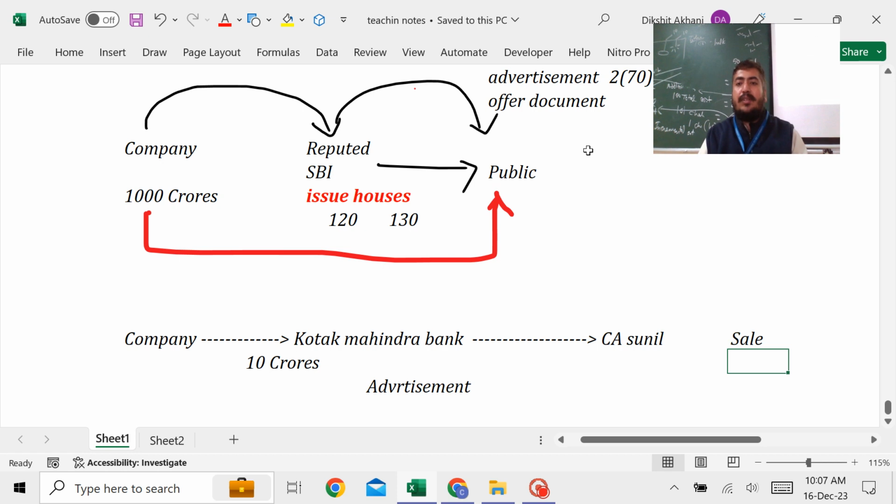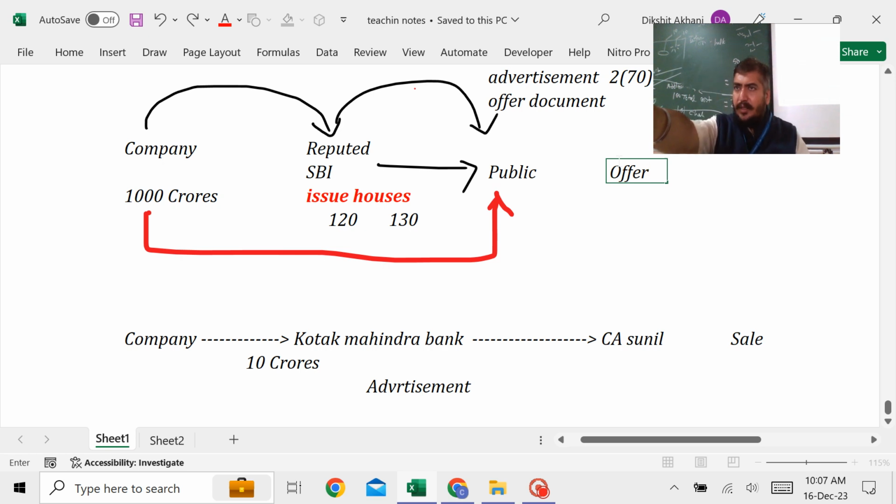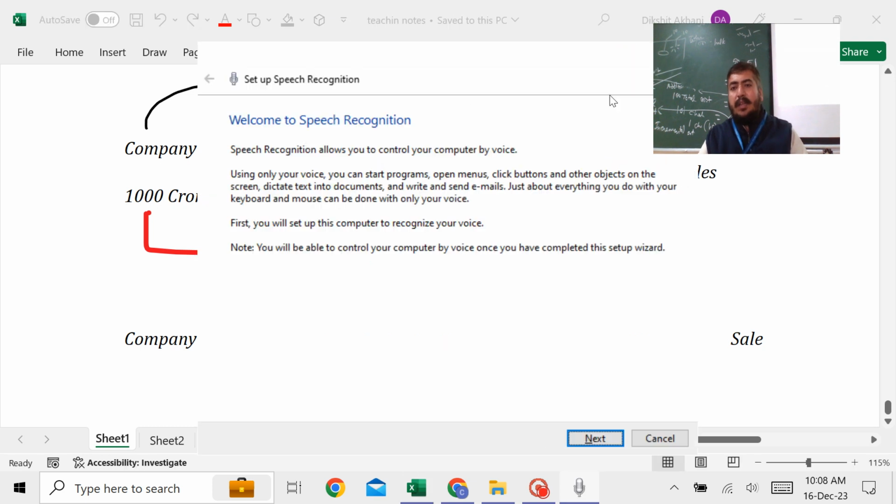But this is offer for sale. Why? Because here the intermediate issue house is not, I would say, an independent entity. It is doing something for the sake of fees, for the sake of commission. He had raised a wonderful point, sir, whether Kotak is charging something for that. Okay? Now, this is crystal clear.